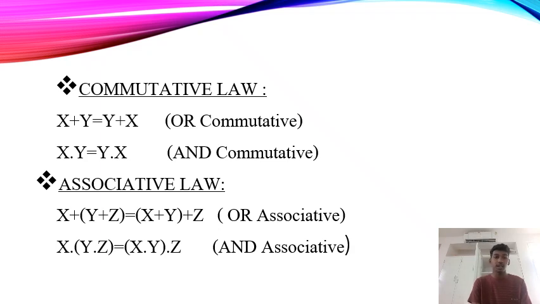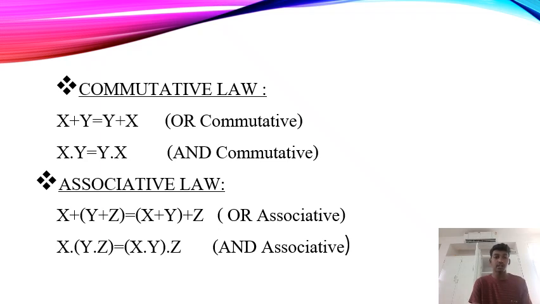And associative means we have three inputs, x, y, z. x plus bracket of y plus z is equal to x plus y bracket plus z. This is called the OR associative law, because the operation between the inputs is the OR gate. And the next one is AND associative.